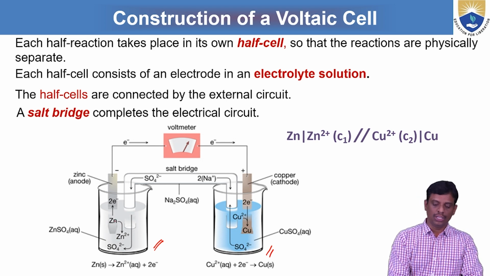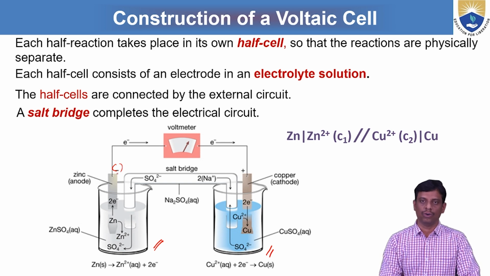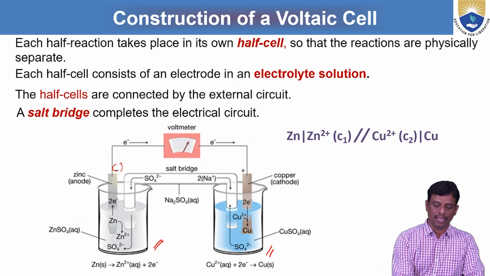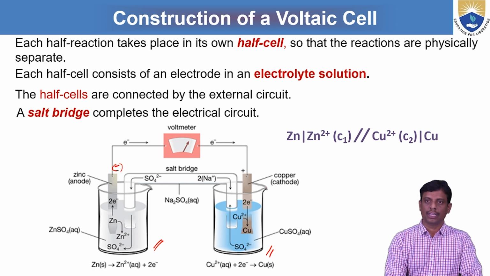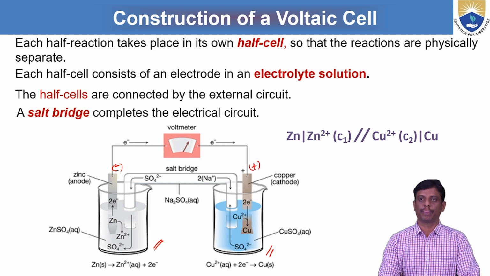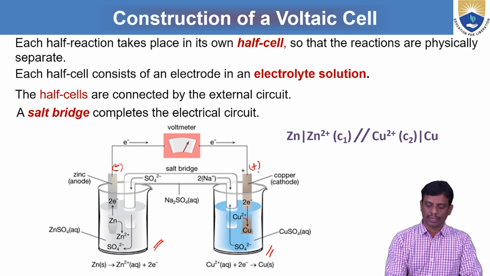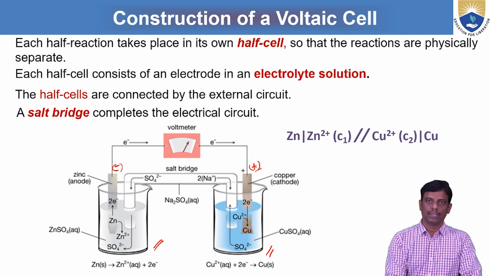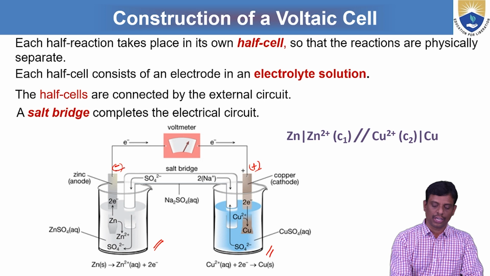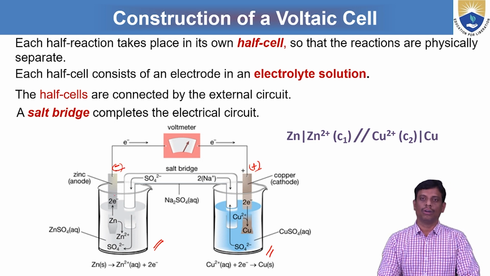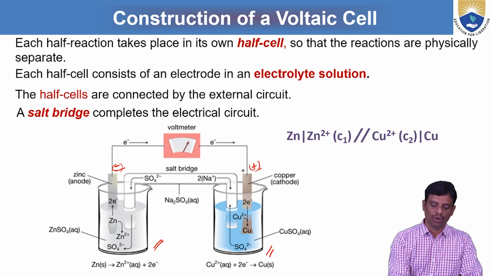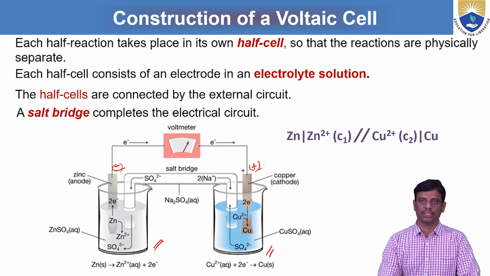Here the zinc electrode acts as the anode. The sign of the anode in the electrochemical cell is negative. The sign of the cathode in the electrochemical cell is positive. So the copper electrode is represented as positive, and the zinc electrode is represented as negative, because oxidation takes place at zinc. Zinc is involved in the oxidation reaction.